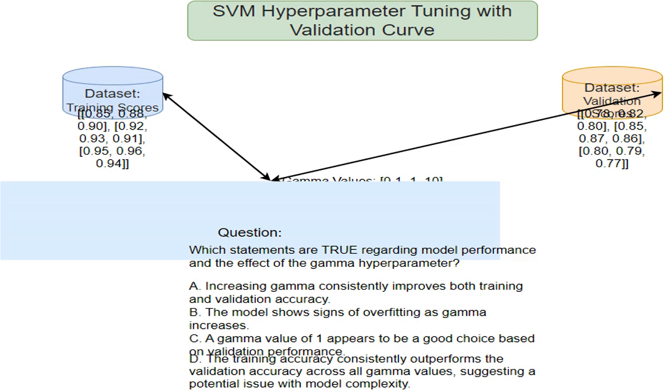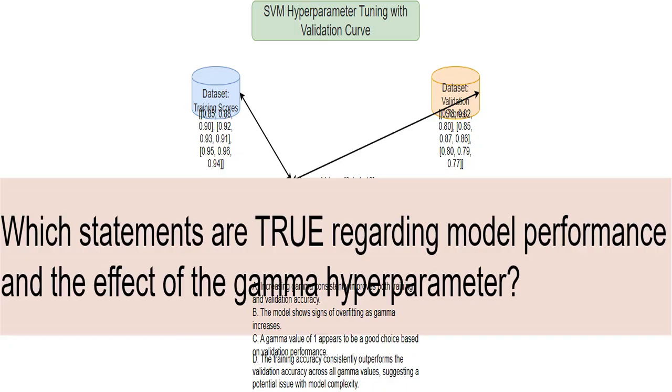This section presents a multiple-choice question testing your understanding of how to interpret the training and validation scores to determine model performance and the impact of the hyperparameter gamma. The core question asks you to analyze the data provided and identify which statements are true. This requires evaluating how the training and validation accuracies change with gamma, and recognizing the signs of overfitting.